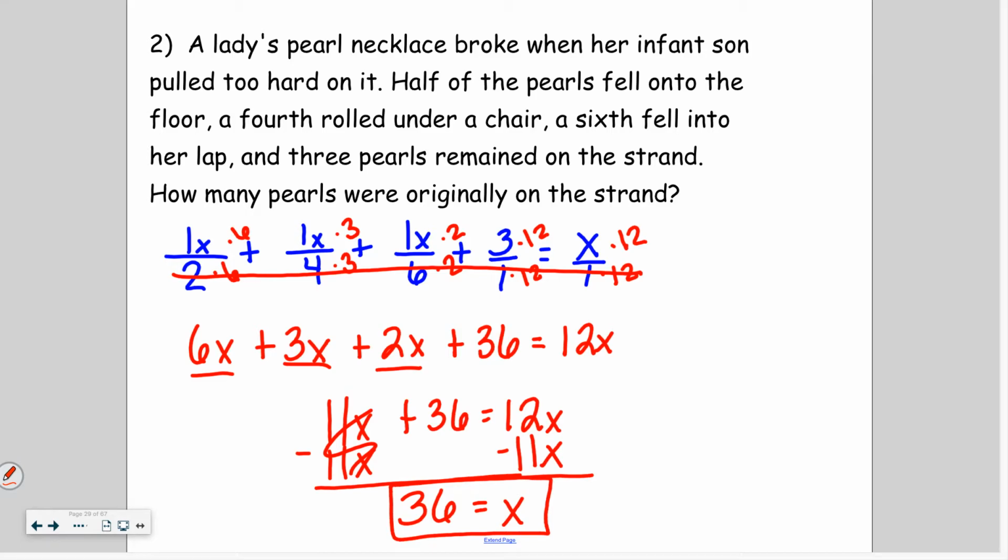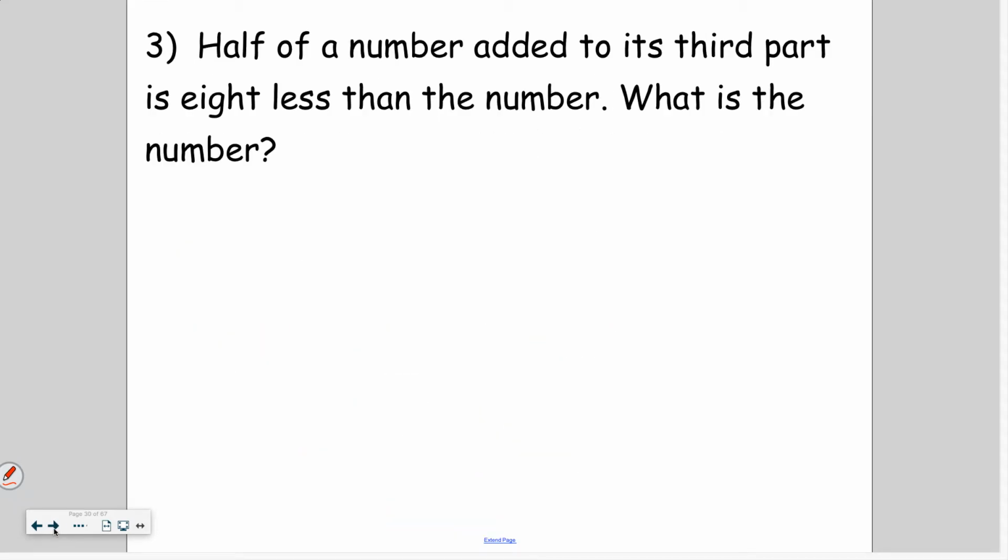All right, if you want to pause and try some of these just to see, this next one's going to be a little bit different. So you can pause and try and see if you can get some of them. All right, half of a number. So half of a number added to its third part, so a third of it.